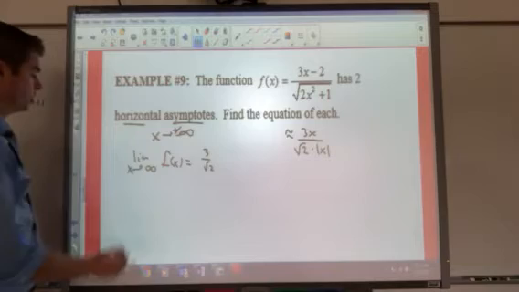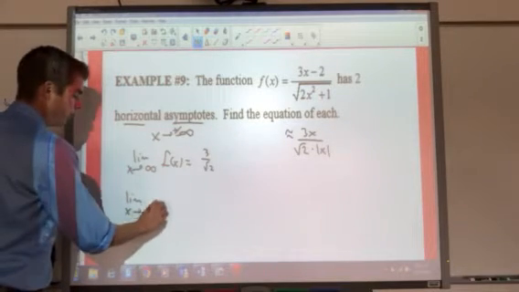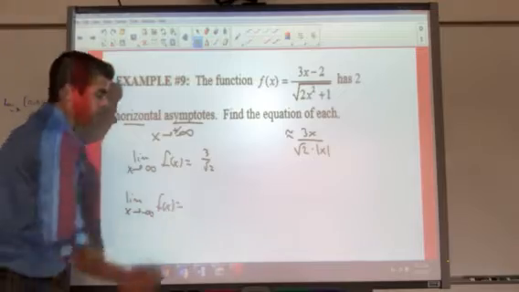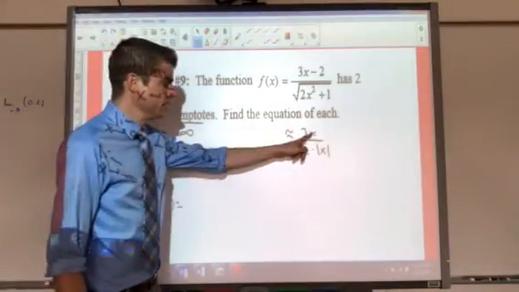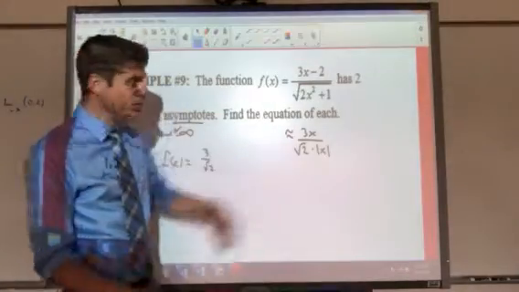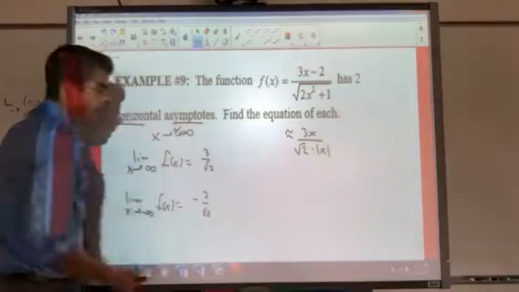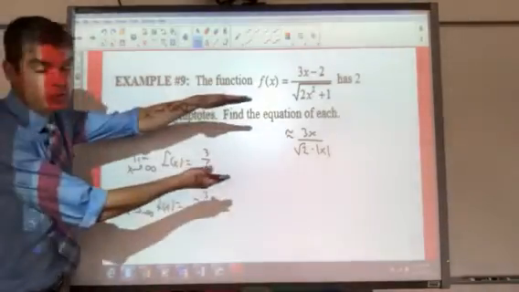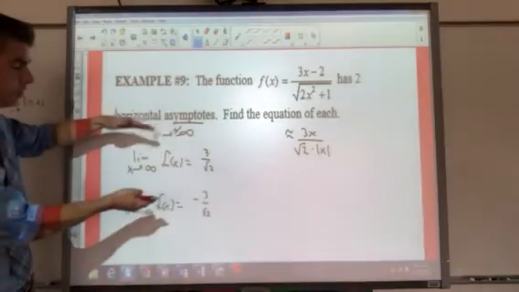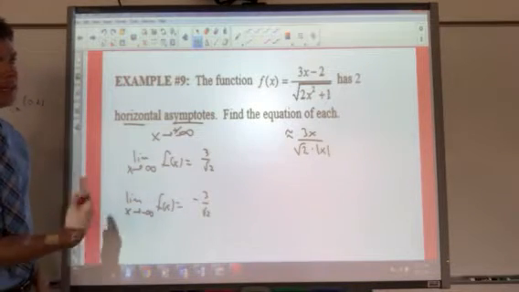And then if I approach negative infinity of my function, now all of a sudden this is a negative x because I'm approaching negative values, but my absolute value is still positive. So I'm going to get a -3 over root 2. And that would be equivalent to those symmetrical asymptotes that we had that were just a little bit more than 2, and a little bit less than -2.